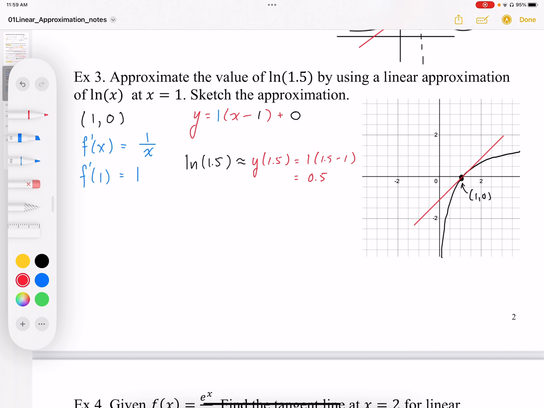The actual value, and we can see by the curvature being concave down, we know that the red approximation is too high. The actual value of log 1.5 from my calculator ends up being 0.405. So that is an overestimate based on the actual value on the black curve.